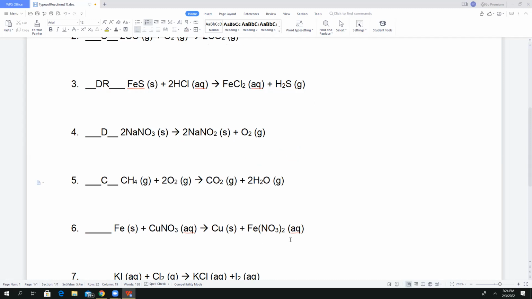All right, this is a double displacement again. So what we need to do, oh no, sorry, single displacement. So what we need to do is figure out if this will happen. Iron is actually higher up than copper. Since iron is a single guy, iron is going to replace copper. If it had been the opposite, it would not. All right, so since we know that, iron is going to replace the copper.